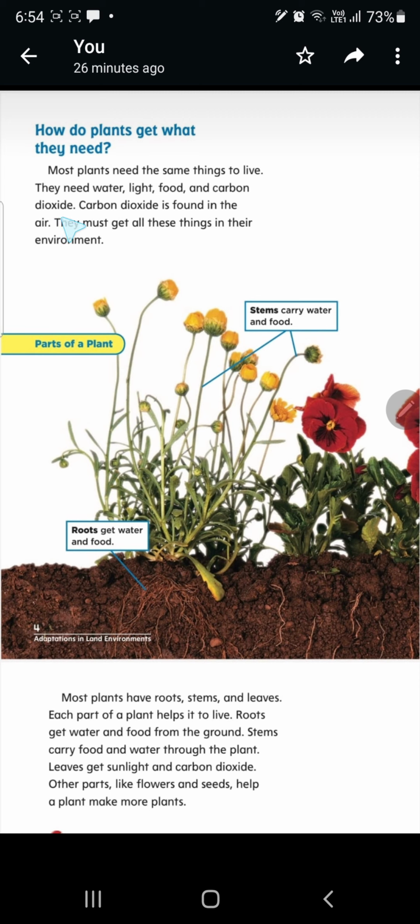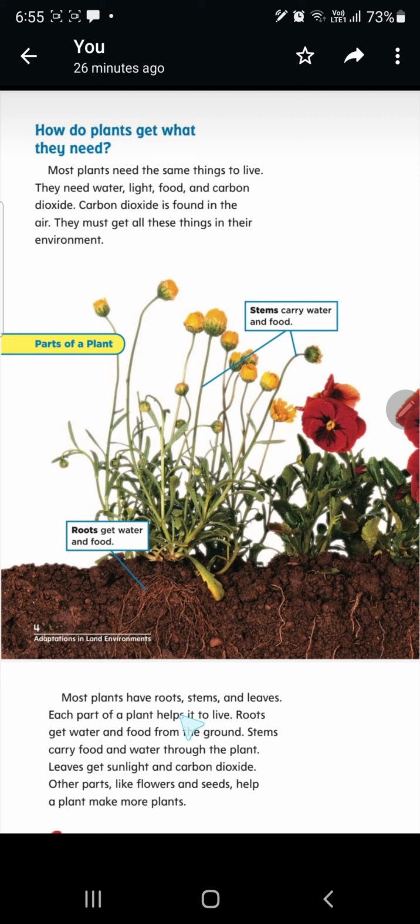Why do plants need carbon dioxide? To make food. Plants need carbon dioxide and light to make food. Carbon dioxide is found in the air, because I breathe oxygen and push out carbon dioxide. They must get all these things in their environment. The plants should find water, light, food, and carbon dioxide around them, in their environment, the places surrounding the plants.